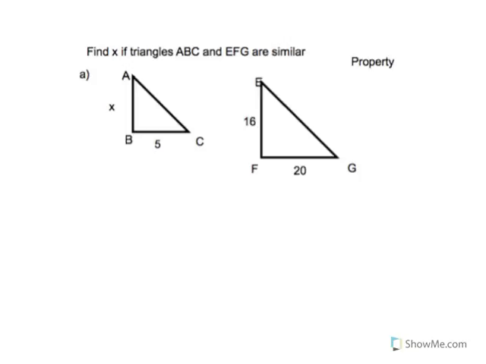Okay. Next, this is number 2 on page 73. The problem says, find X if triangles ABC and EFG are similar. Okay, so I'm going to rewrite the similarity statement in a way that I am familiar with. Triangle ABC is similar to triangle EFG. Okay, so I know angle A is equal to angle E, angle B is congruent to angle F.